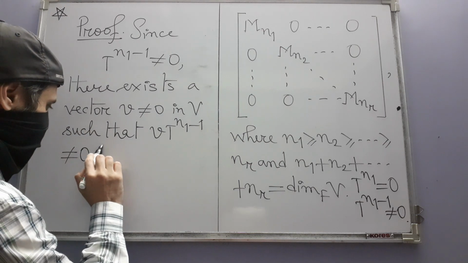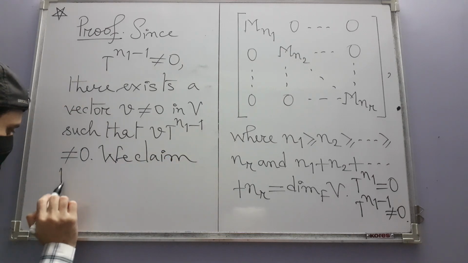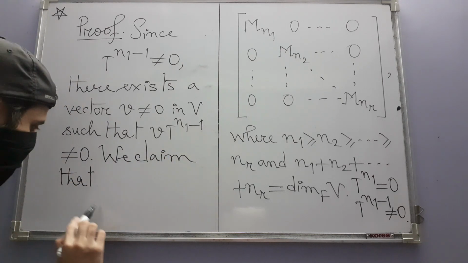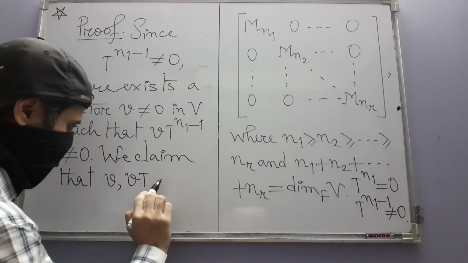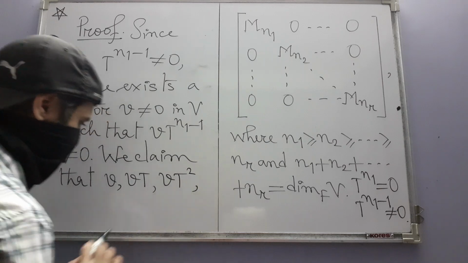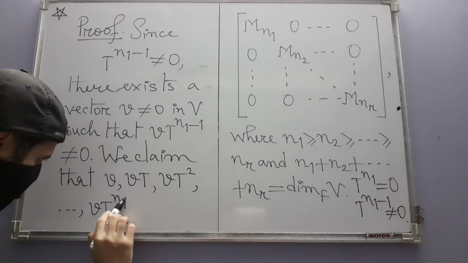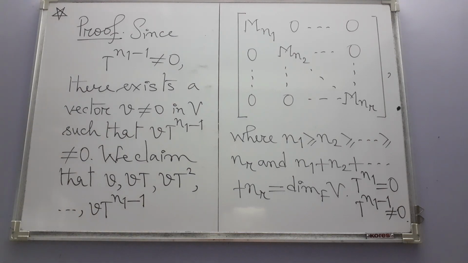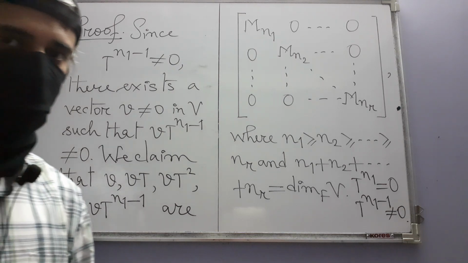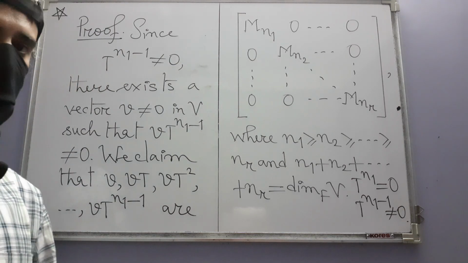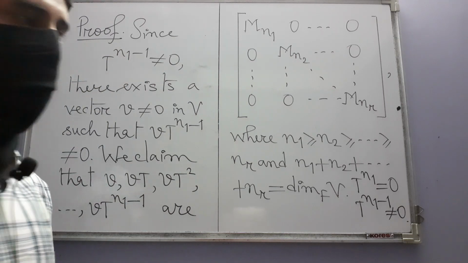We claim that these vectors v, vT, vT square and so on all the way up to this are linearly independent over F. These are after all vectors in our vector space V, and we are now claiming that these are going to be linearly independent over F.